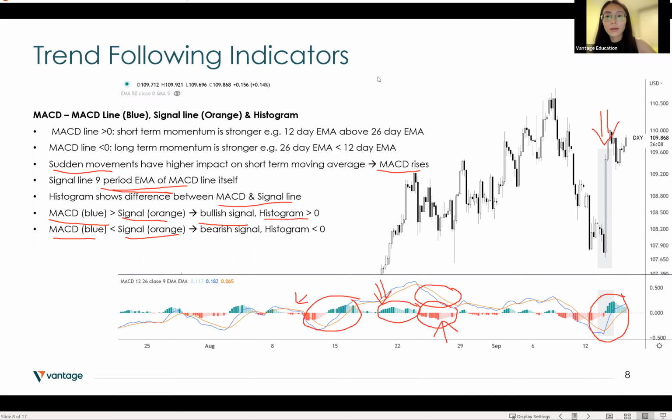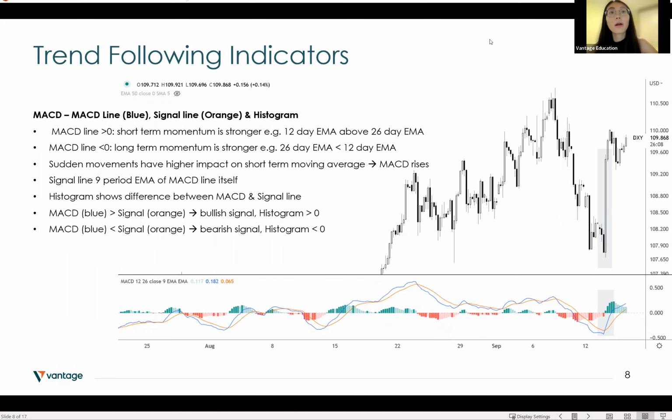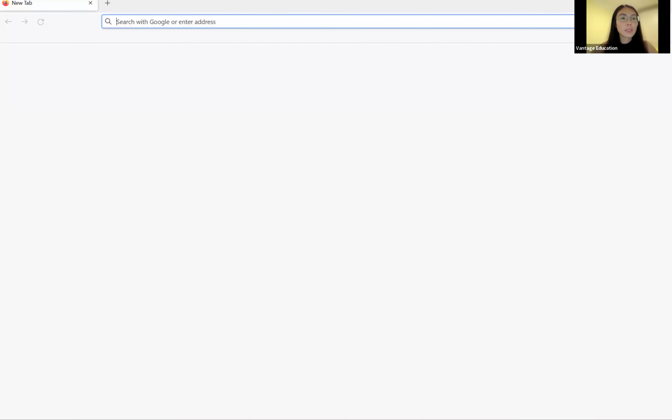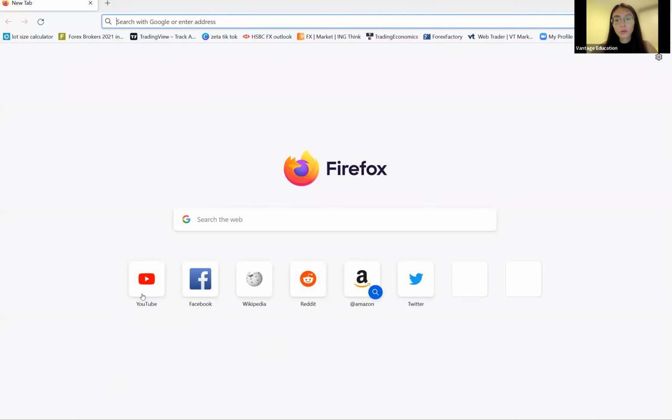Let's take a look at the other slide that we have, before we hop on to how we can use MACD on gold. Okay, so now we will be moving on to oscillators. I'll just bring out my chart. If you guys have any questions as well, do put them under the questions tab. Just give me a moment as I bring up TradingView.